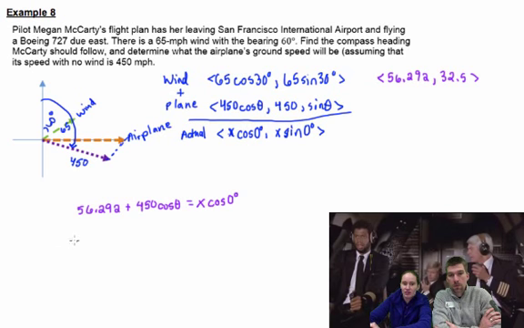Okay, and same thing for the other one. So 32.5 plus 450 sine theta.